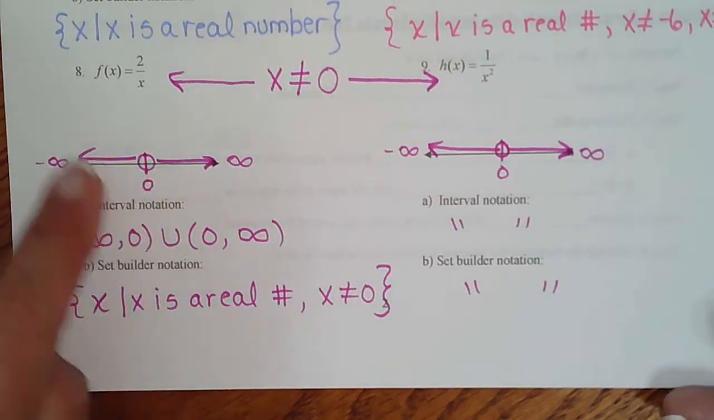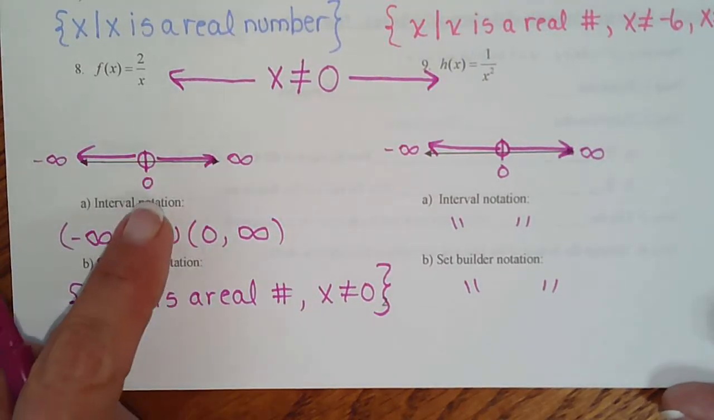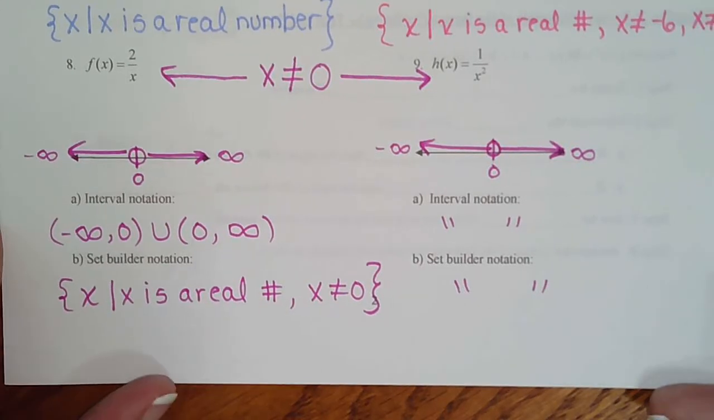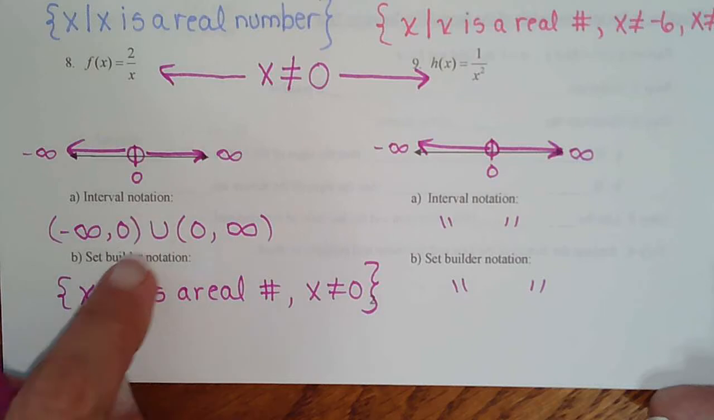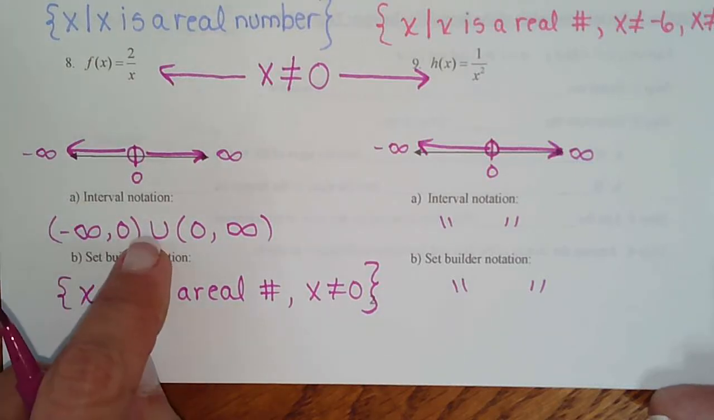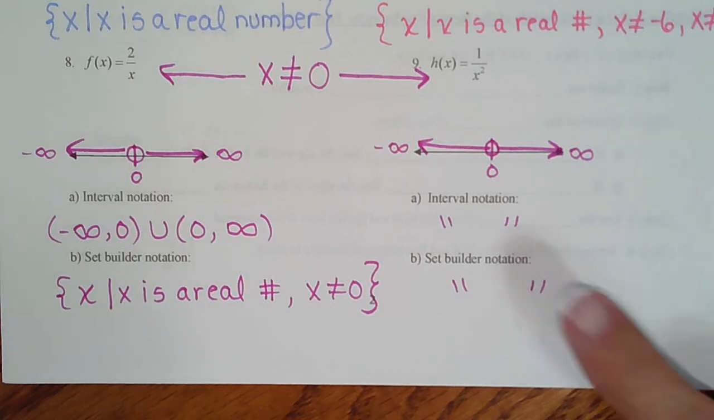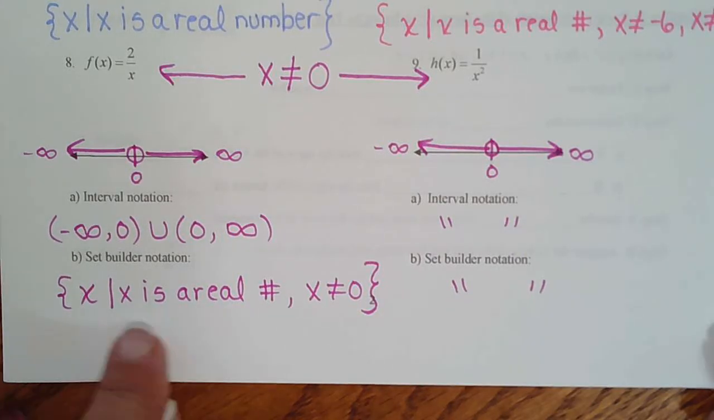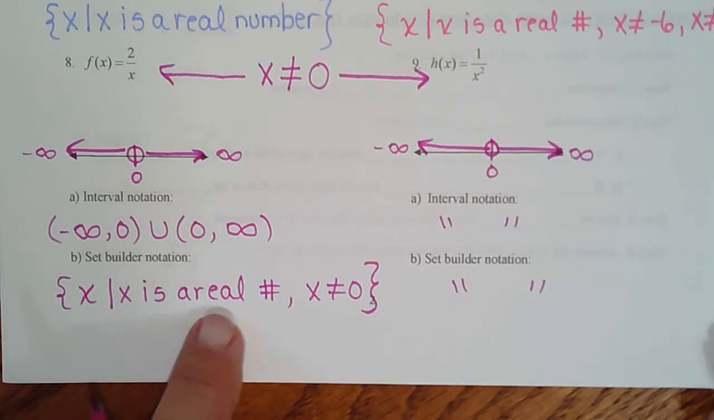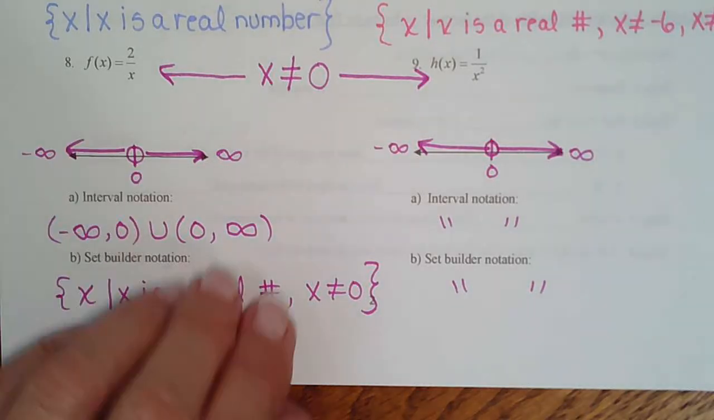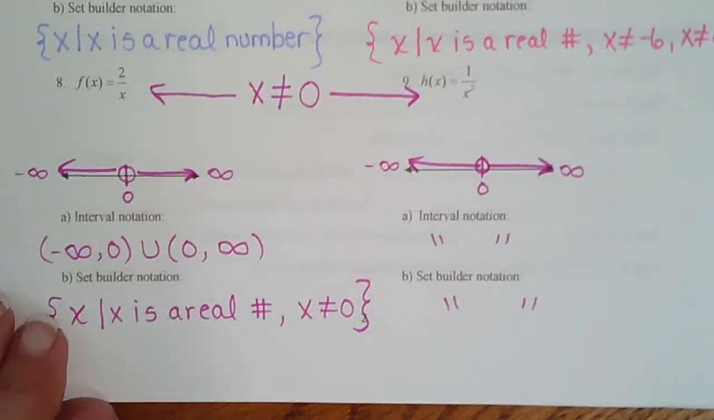So if it can be any number but 0, the first interval looks like negative infinity to 0, both with parentheses, so 0 is excluded, united 0 to infinity. That one would be the same, and then our set builder would be for all x, such that x is a real number, but x can't equal 0. That's the only thing it cannot equal. So that's the end of domain.